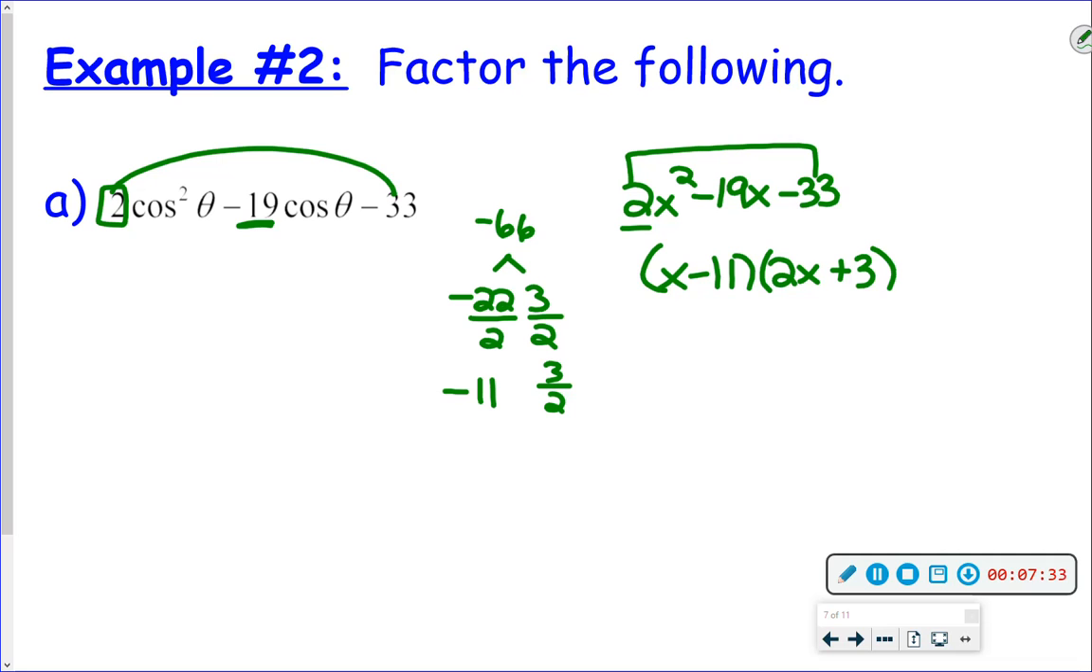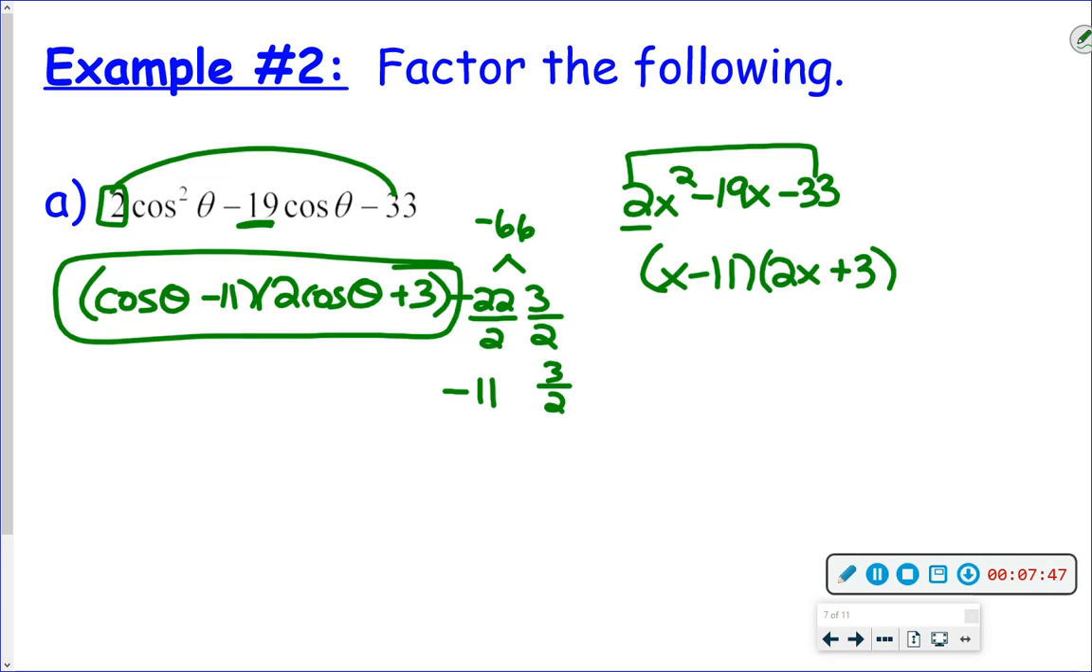But we're going to write the same thing, but instead of x's, we're going to put cosine of theta minus 11, 2 cosine theta plus 3. So the factoring process is the same. We are just doing it with trig functions. Okay, let's take a look at the next one.